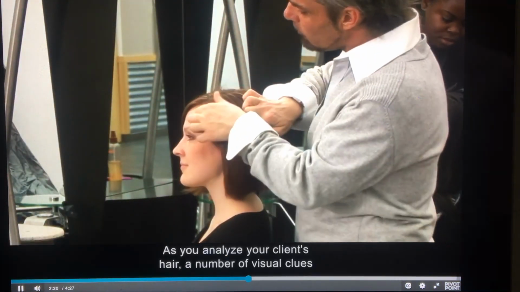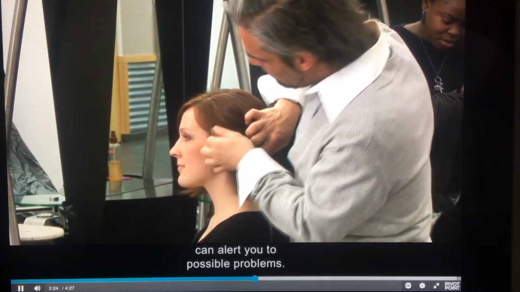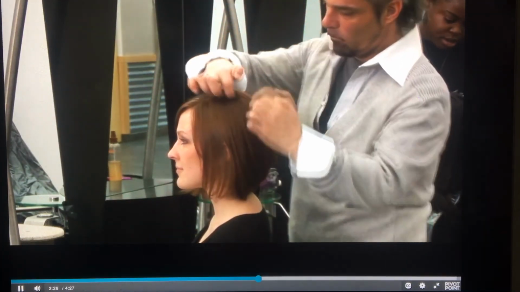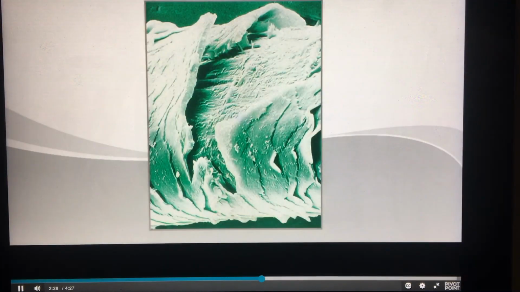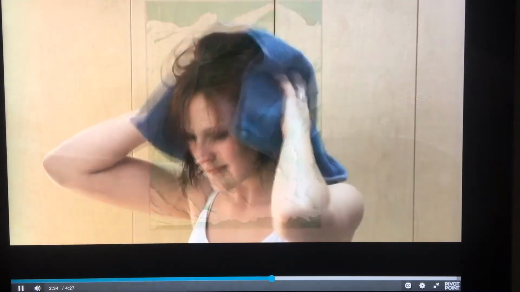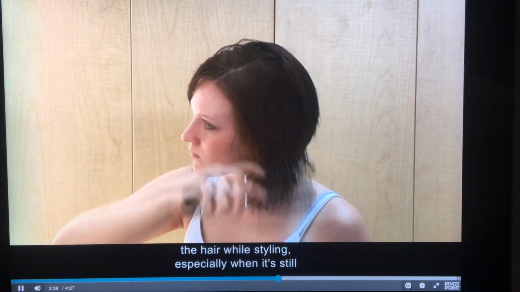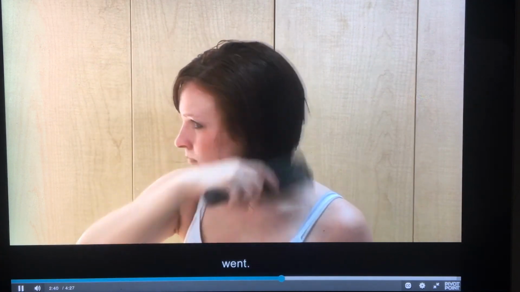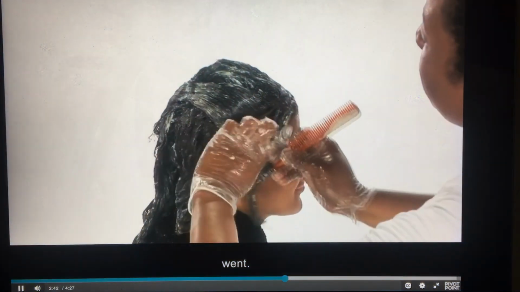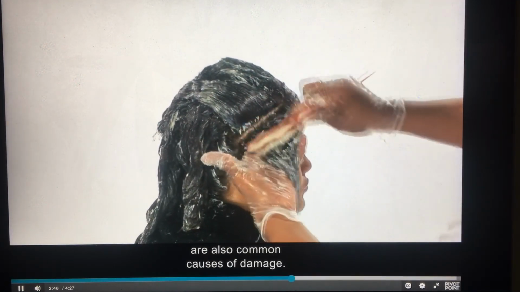As you analyze your client's hair, a number of visual clues can alert you to possible problems. A common condition is broken hair, technically called abraded hair. Abrasion can result from brushing or manipulating the hair while styling, especially when it's still wet. Excessive chemical processes, sun exposure, and chlorine are also common causes of damage.